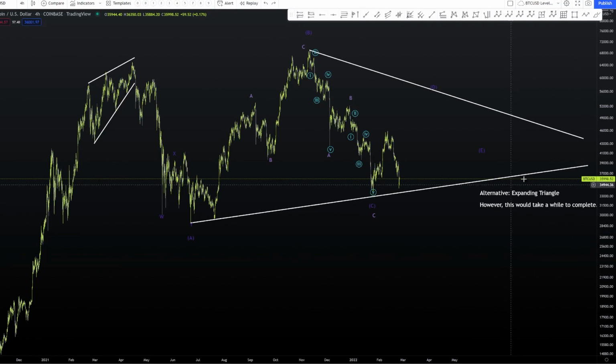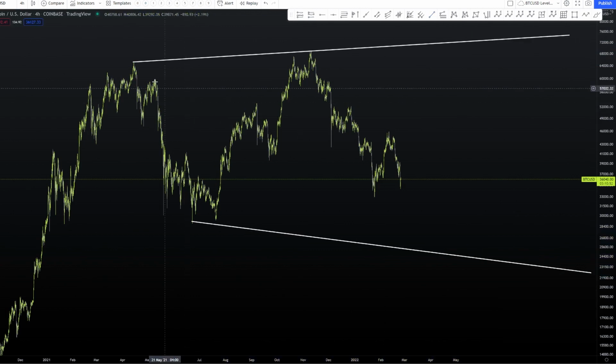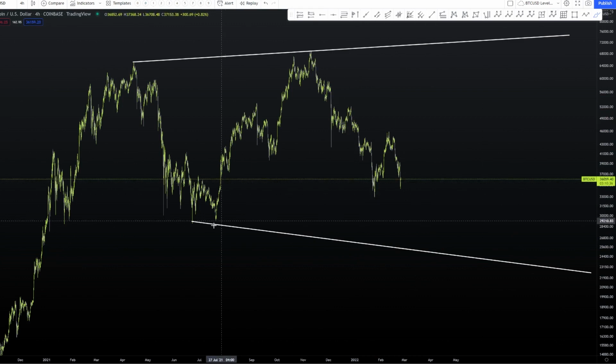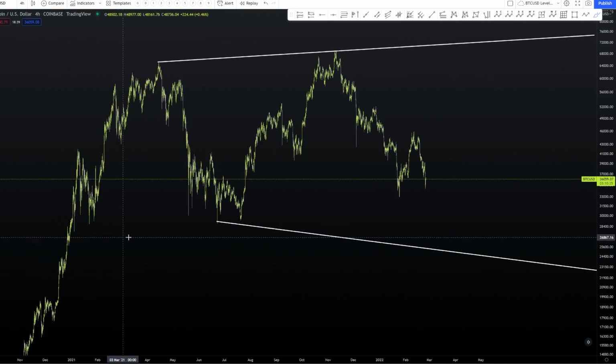Now you guys can see over here, we could also be getting an expanding triangle, which looks like this, where this is all an A, this is a B, we're coming down for a C, which could also be a double zigzag, which would look like this. This would be a W, X, Y for an A, B, C. This would be A, B, C. So that's a possibility that we want to be looking for. Now we need to take out these lows right here to get that. So that would have us coming down below these lows of around 28, 29K, perhaps into this order block right here around 26, 27K. That's a possibility.